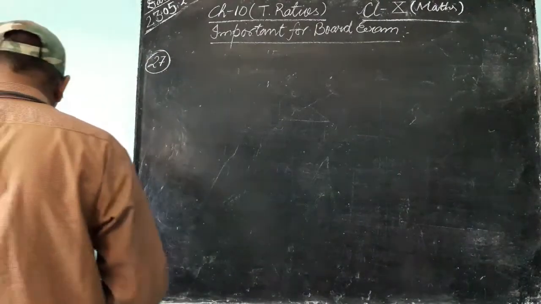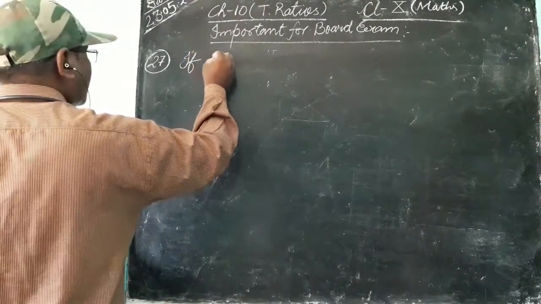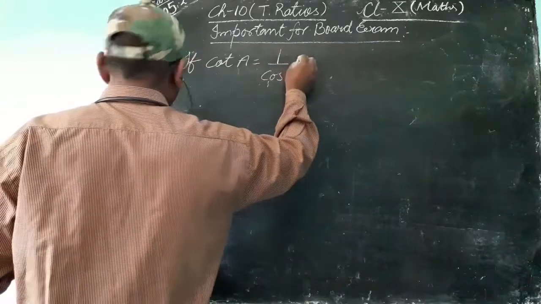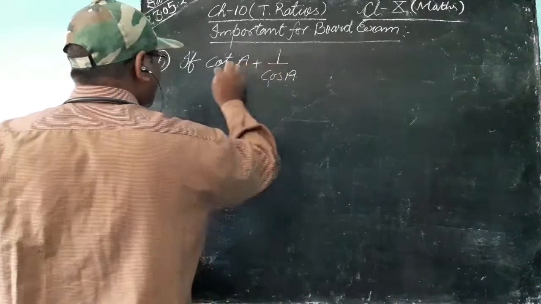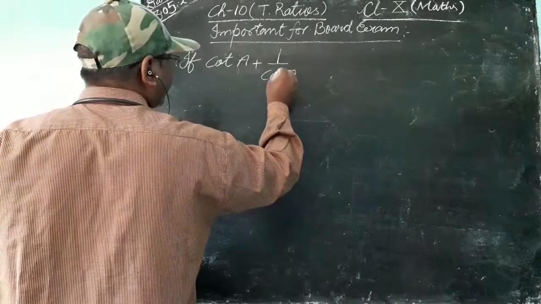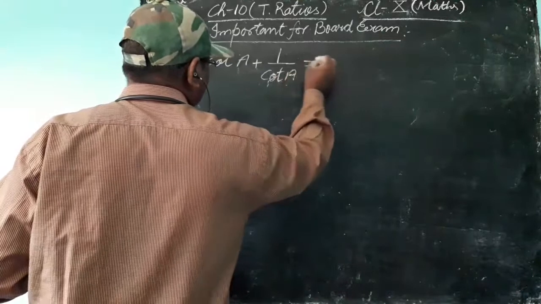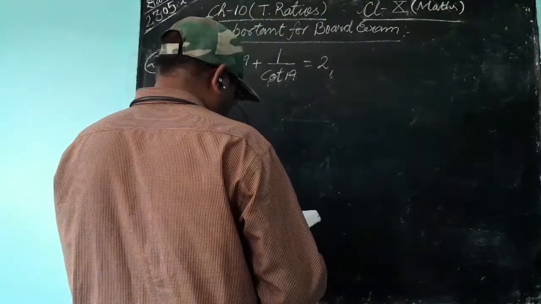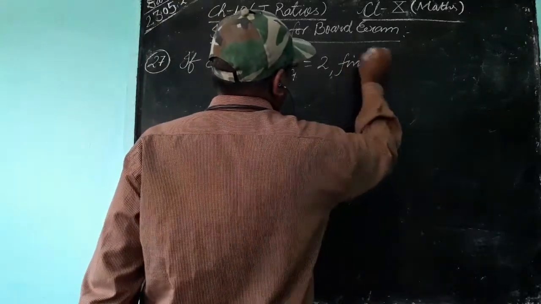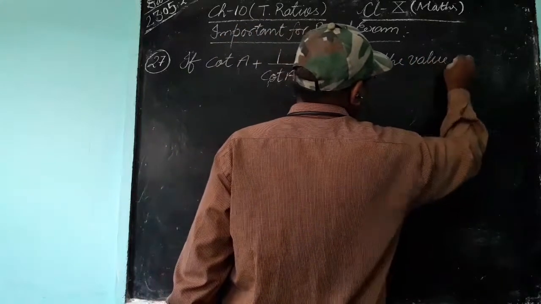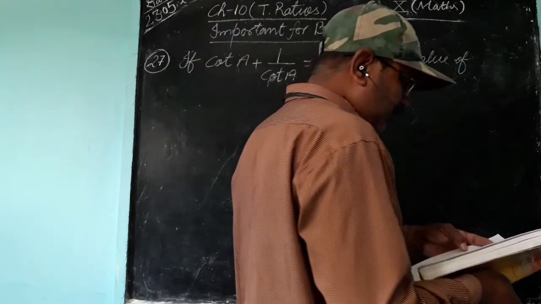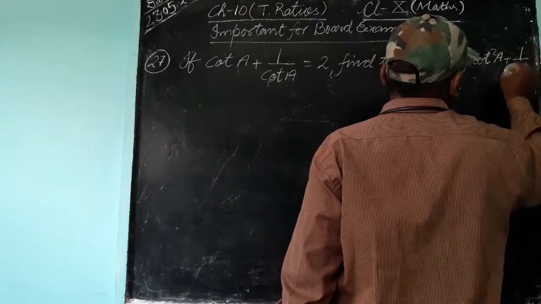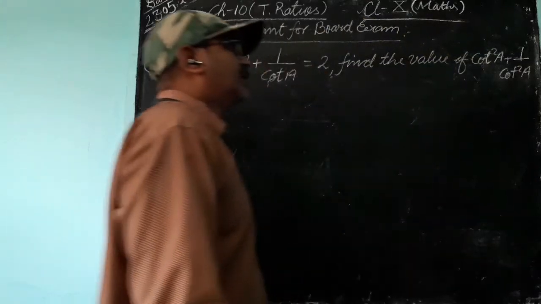In 27 it is given that if cot A plus 1 upon cot A is equal to 2, then find the value of cot square A plus 1 upon cot square A. Yes friends, that value you have to find.